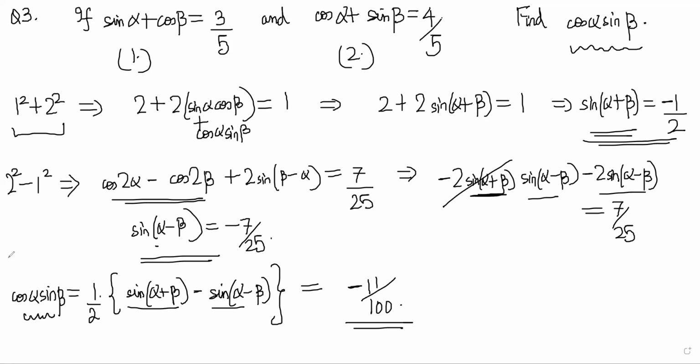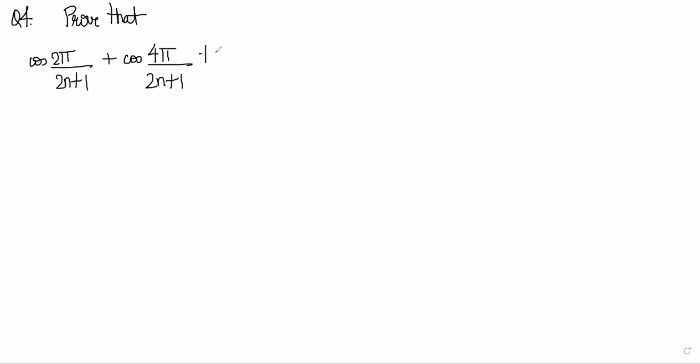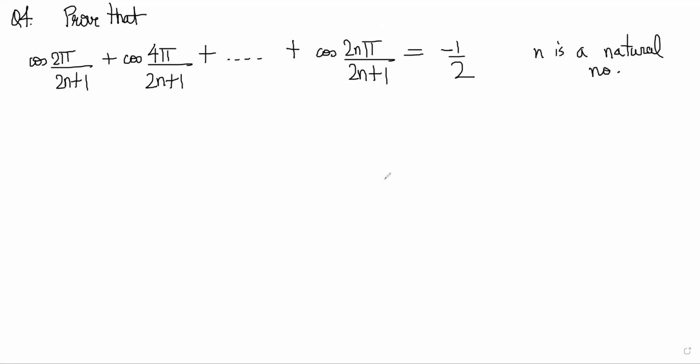Let's look at the next one. Question number 4. This is also a pretty common problem, pretty standard and old problem. Prove that you have cos of 2 pi by 2n plus 1 plus cos of 4 pi by 2n plus 1 and so on till cos of 2n pi by 2n plus 1 is equal to minus half. Here n is a natural number, right?